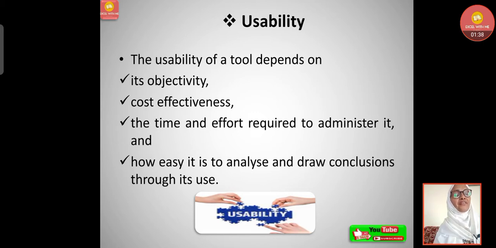Then the time and effort required to administer it. Obviously, after conducting any questionnaire or interview or rating scale, what is the time and what is the effort required to administer, that is also very important. And then how easy it is to analyze and draw conclusions through its use, that is the most important thing which is dependent on usability.